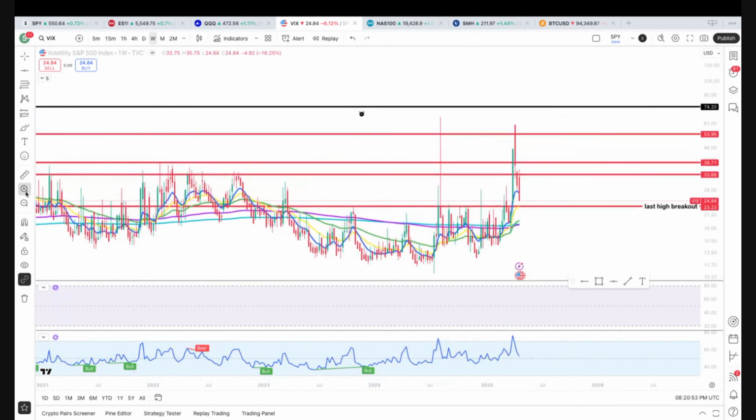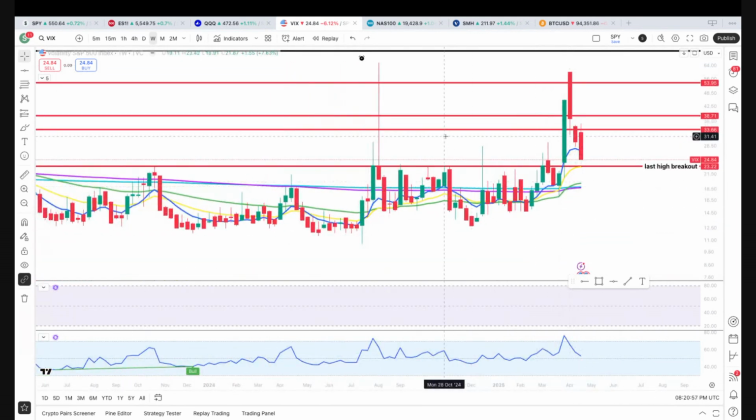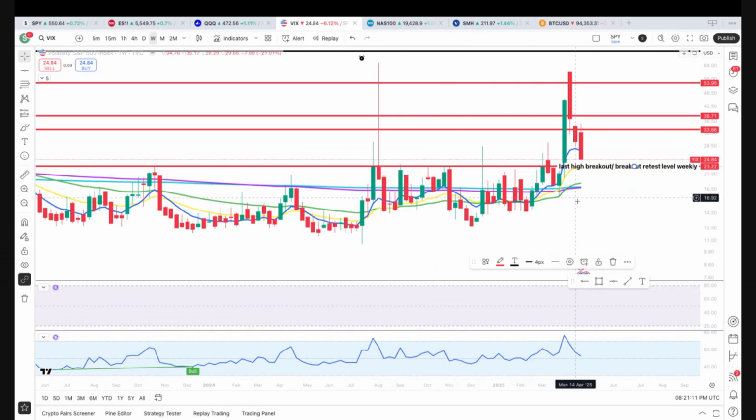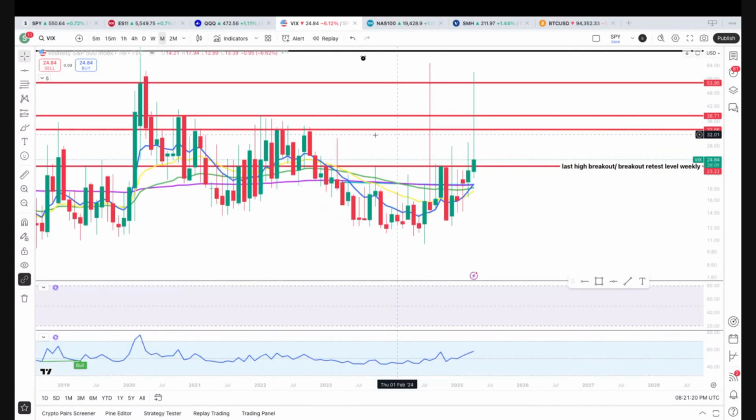So far, this is the weekly chart. You can see that even this last high breakout on the monthly is also on the breakout retest level on the weekly. So this is an important level. And what I find interesting is that we have this impulse candle, which is basically reclaimed. So that's on the monthly. We've reclaimed this level here, 38.71.